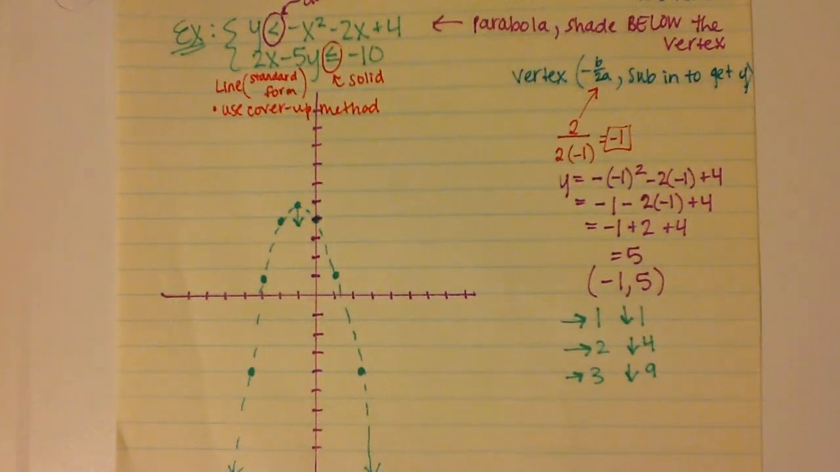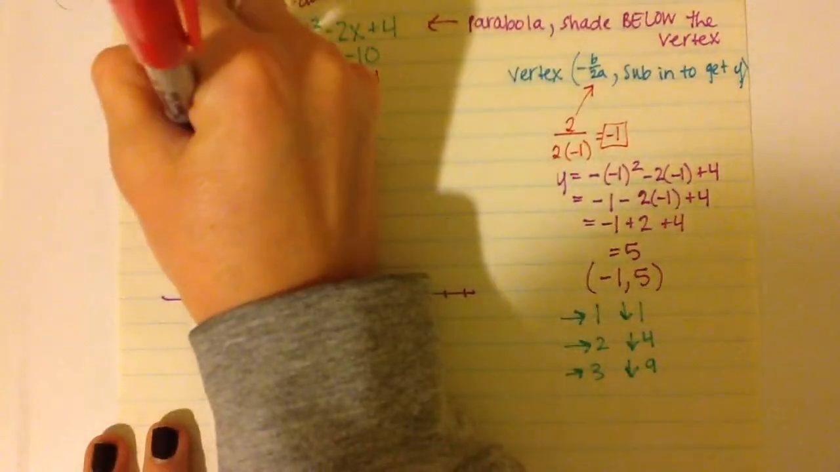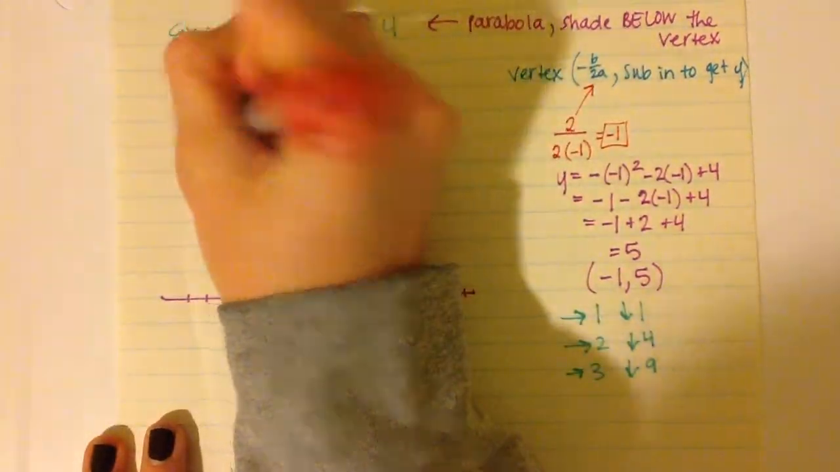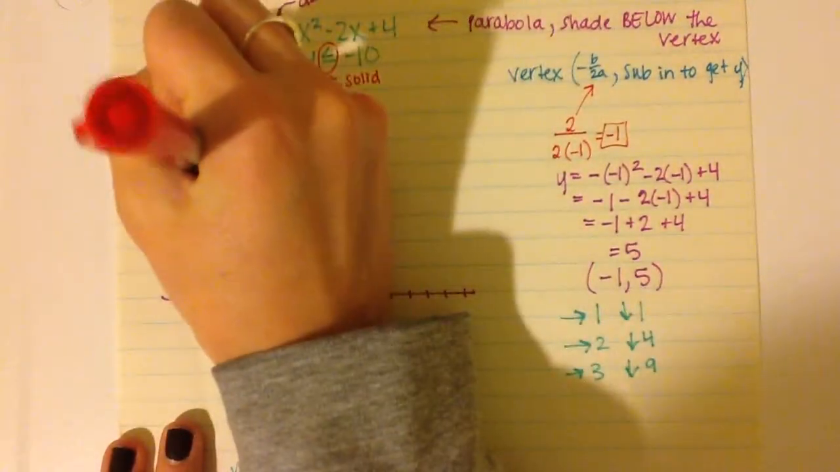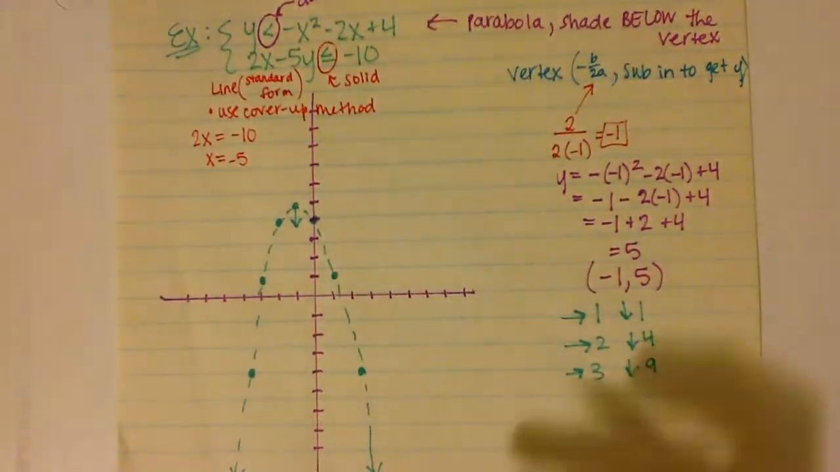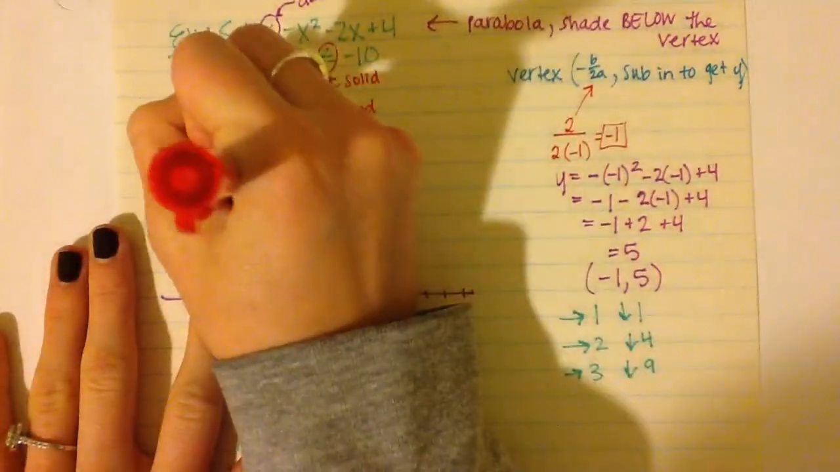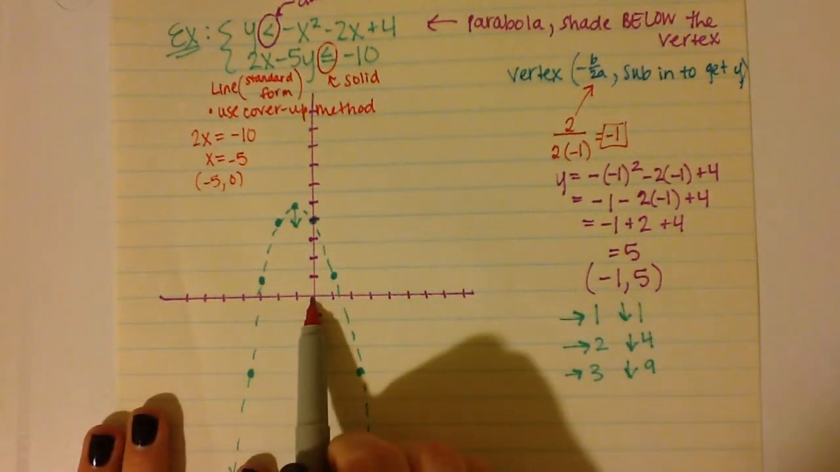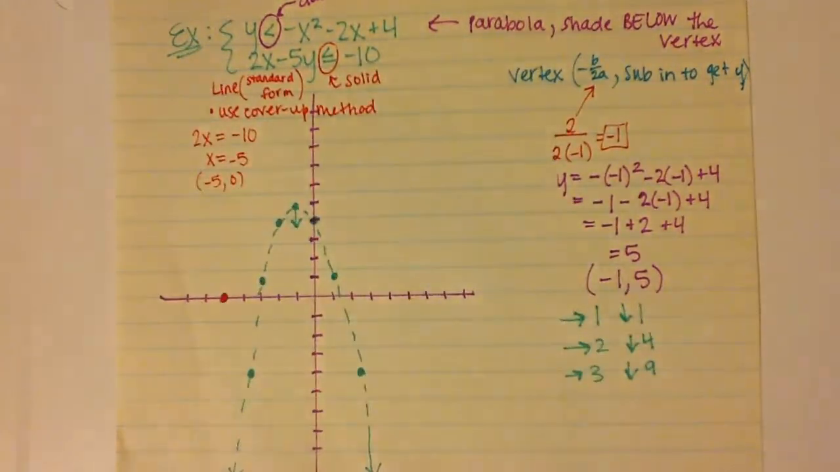Cover-up method, to find your x, you have to cover up the y. So we have 2x equals negative 10. And to solve for x, we're going to divide both sides by 2. So we get x equals negative 10 divided by 2 is negative 5. So if our x is negative 5, we covered up our y, so that would be 0. So that's our first point. So we can go ahead and plot that. Negative 5, 0.